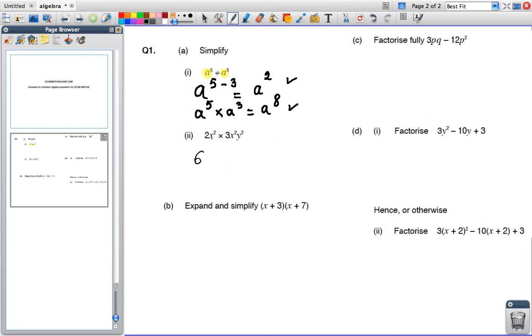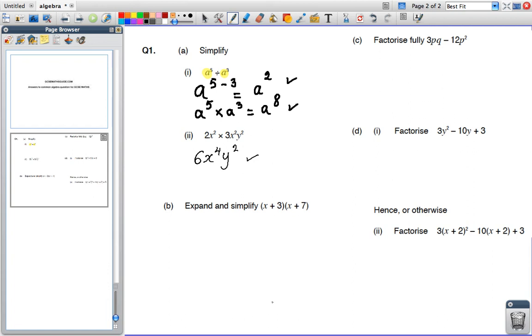When you've got the same variable or the same letters and you've got a multiplication going on, just like we said earlier, we're going to add the powers. So in this case I end up with x to the power of 4, and finally I've got y squared here, and on that side I don't have any y squared, so I'm just going to be left with y squared there, and there's my answer.